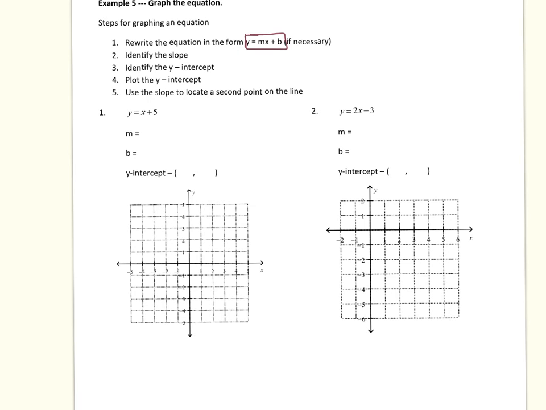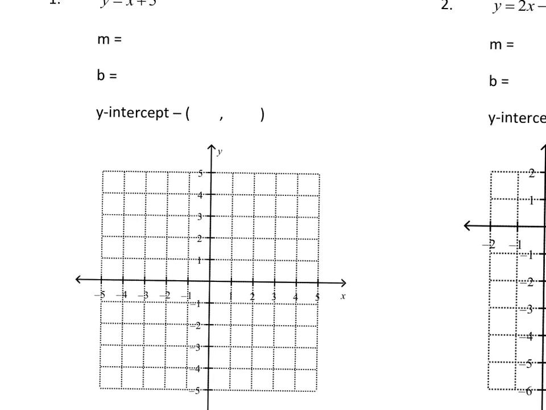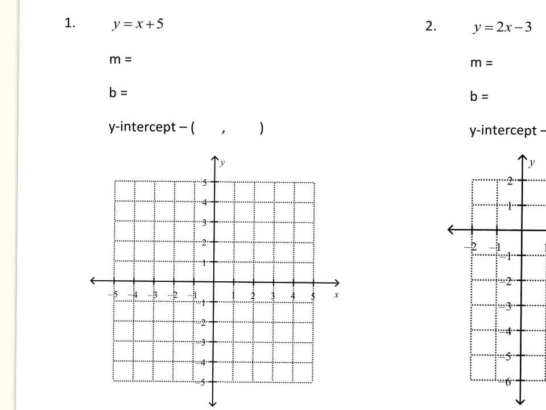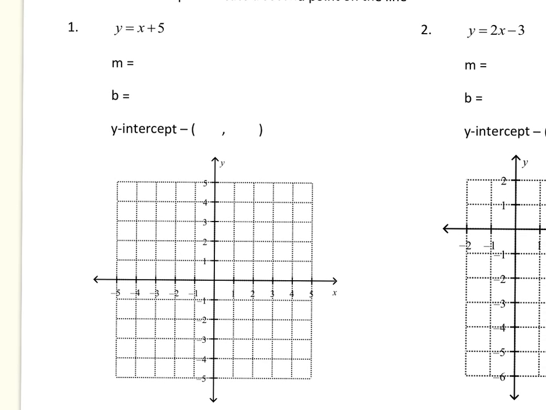Then you're going to identify your slope. So if I'm doing example 1, I would identify my slope first, then I'm going to identify my y-intercept, and then I'm going to graph them. And when it comes to graphing, the first thing you're going to do is plot your y-intercept and then use your slope to find another point. So I'll walk you through this first example here, and then you can try the second one.